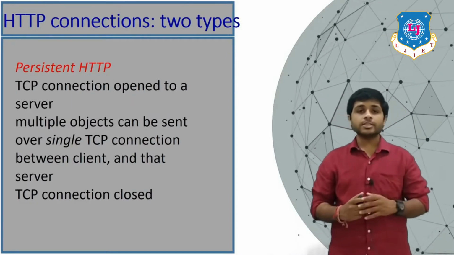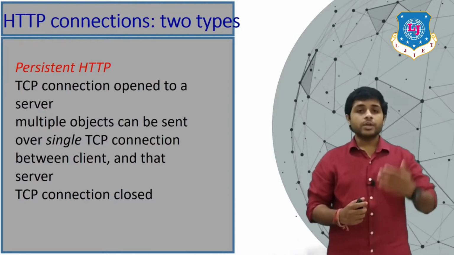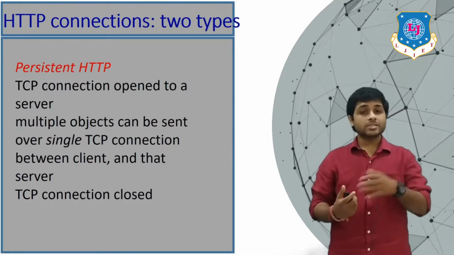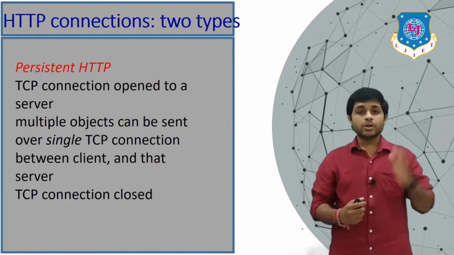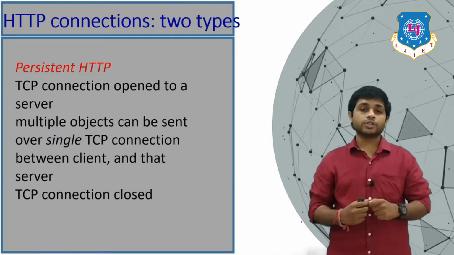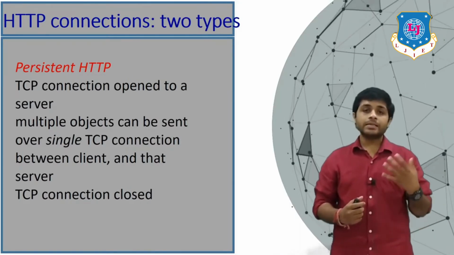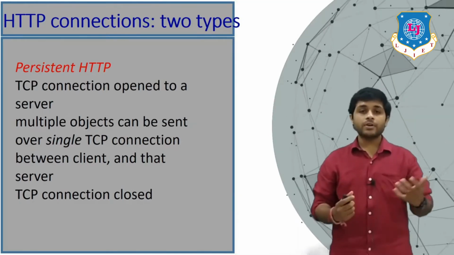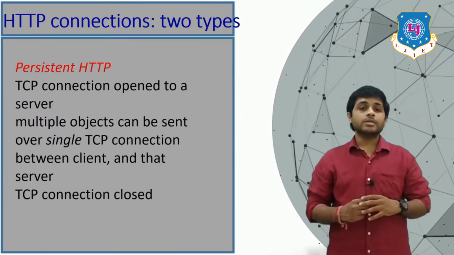So in the persistent HTTP, the first step is the same. Your computer will send the connection request to open the browser to the server. When the server receives the request, after that your computer can request more than one file in one TCP connection. And when your computer is requesting more than one file, it can receive that many files over one connection. And after the data is downloaded, the TCP connection is closed.